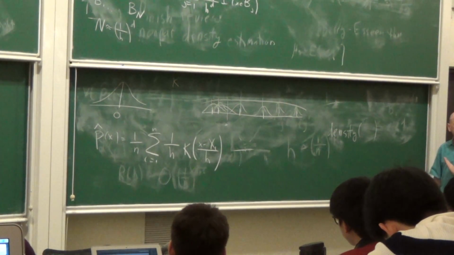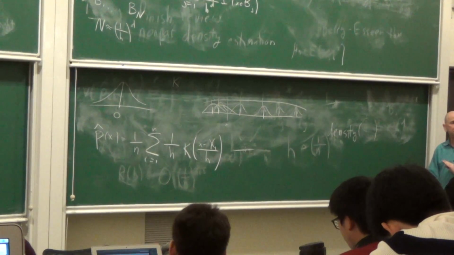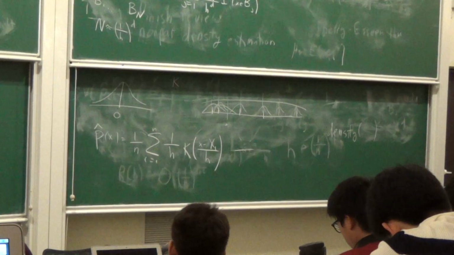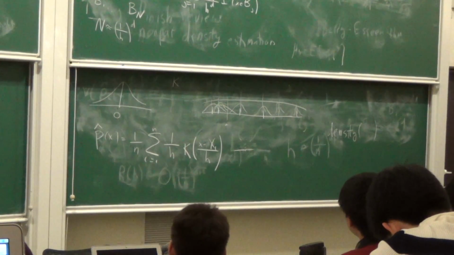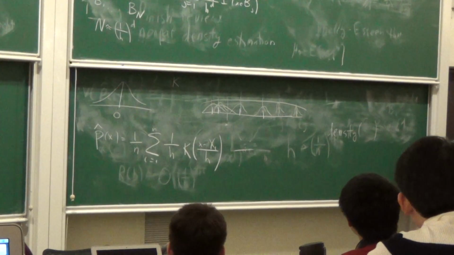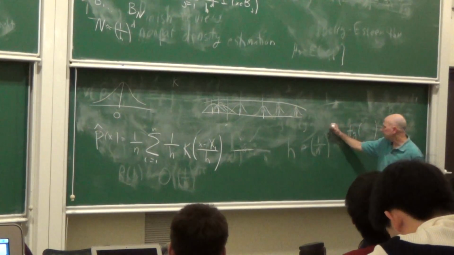Okay, so is the definition of the kernel estimator clear? Any questions on the definition? Yes? So, can we choose a kernel such that this reduces back to the histogram? No. So this will never give you a histogram. And the difference is this.